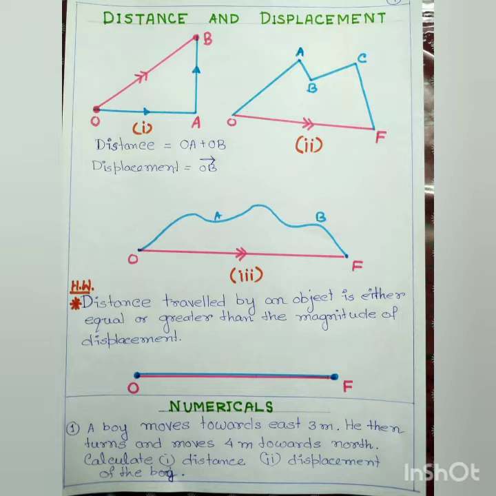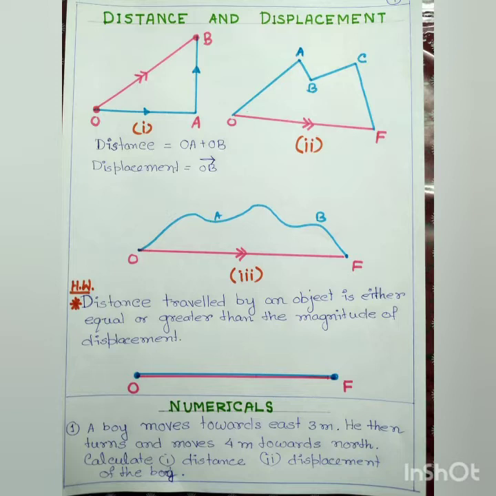But if I ask what is the displacement here, then you have to consider the initial point, that is O, and the final point, that is B. And displacement will be OB. Here I have given an arrow mark above OB. Why? To give the direction of the displacement, means from O to B.